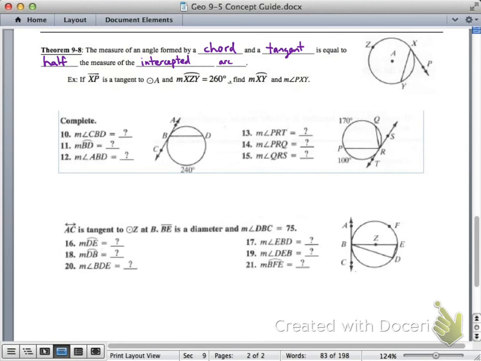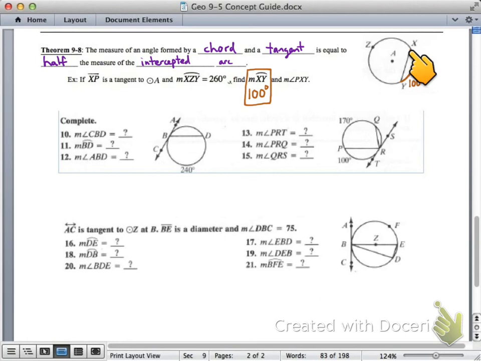intercepted arc. So if XP is a tangent to A and the measure of arc XZY is 260 degrees, this arc here, then find the measure of arc XY and then the measure of angle PXY. Well, this is going to be 100 because 260 plus what is 360 degrees. That makes the entire circle there. So that arc is 100 degrees.